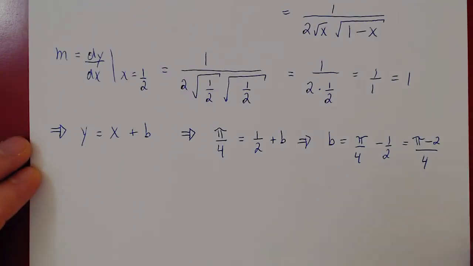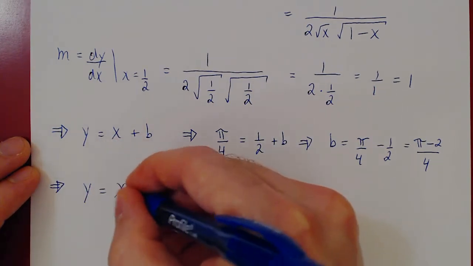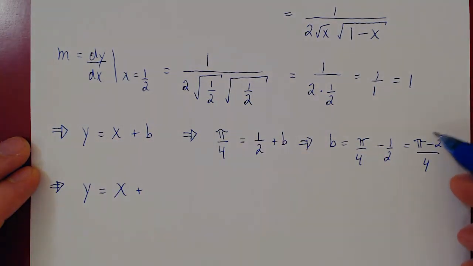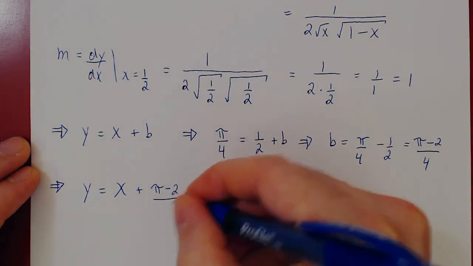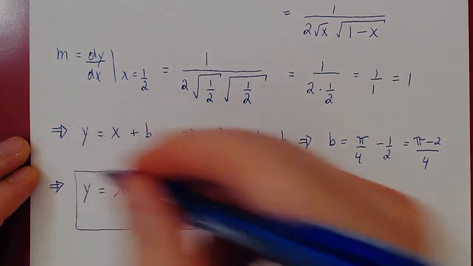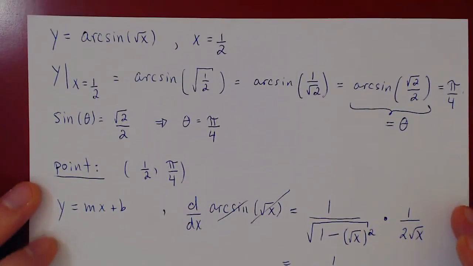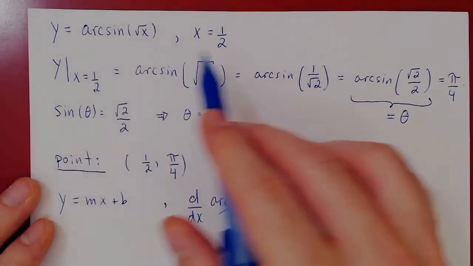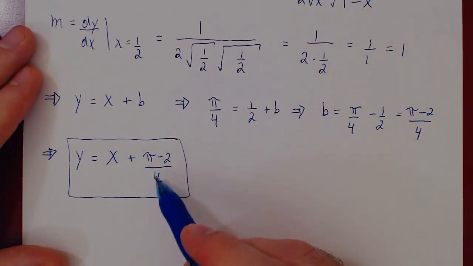And we can conclude now by saying that the equation of the tangent line is x plus b, and b is pi minus 2 divided by 4. So there you have it. The tangent line to the function arc sine of root of x at the point x equals 1/2 is equal to x plus pi minus 2 over 4.